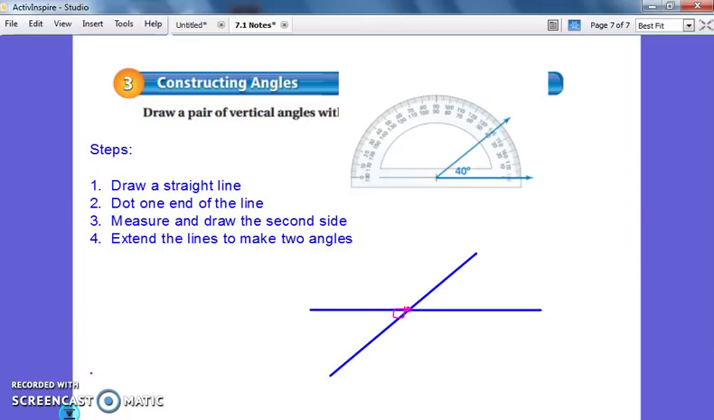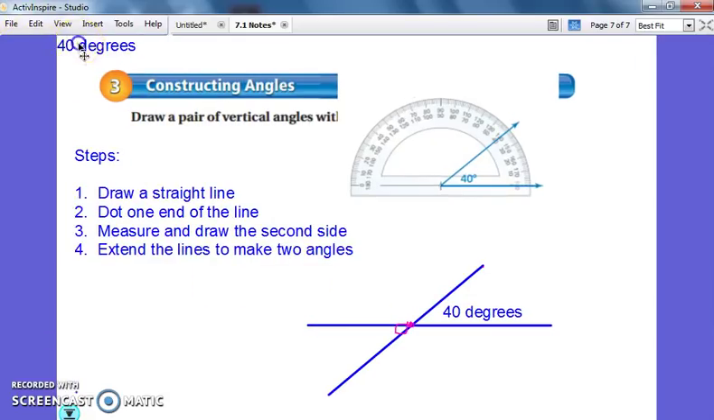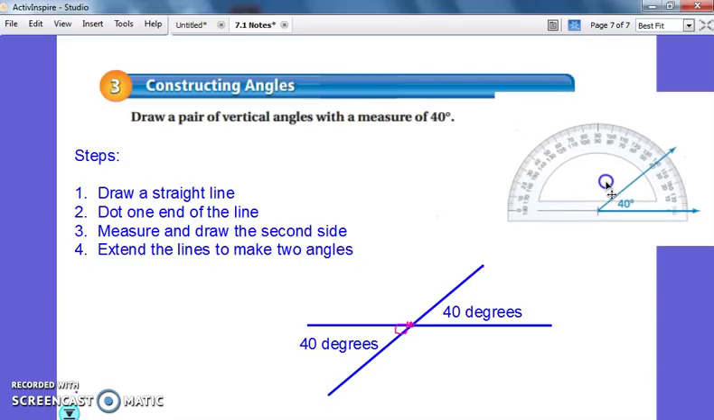Now I have two angles. I already know this one's 40 degrees, right? So I'm going to label this 40 degrees. And I also know that the other side is going to be 40 degrees. So I'll go ahead and label that. So the 40 degrees also goes here. And these are vertical. They're right across from each other, and they're congruent, which means they have the same exact measurement.